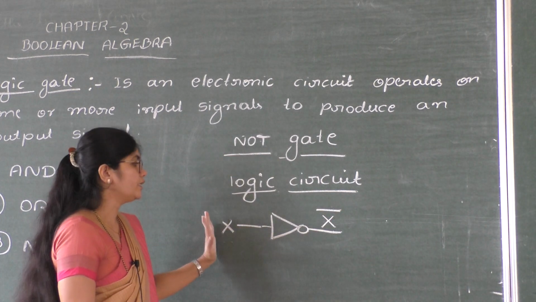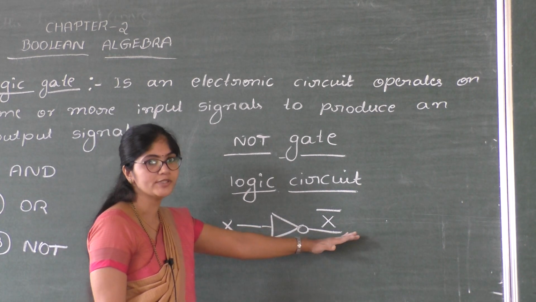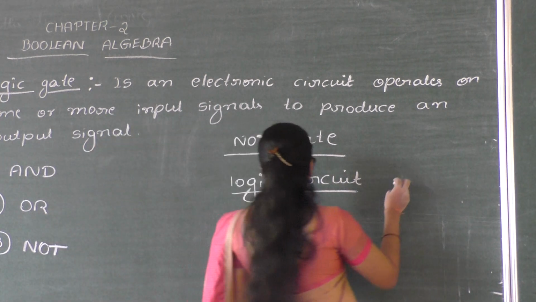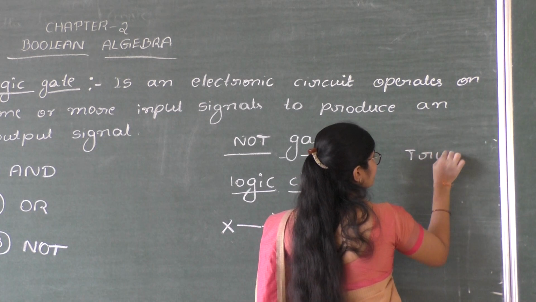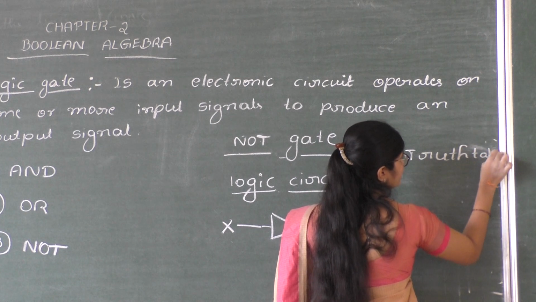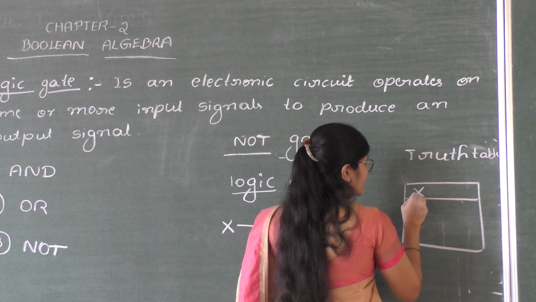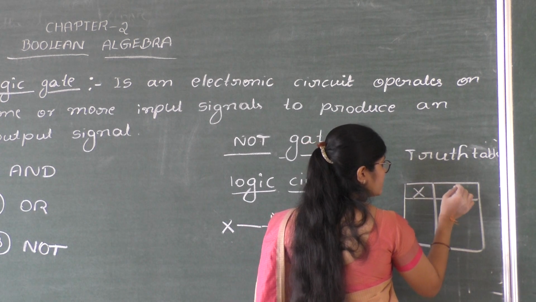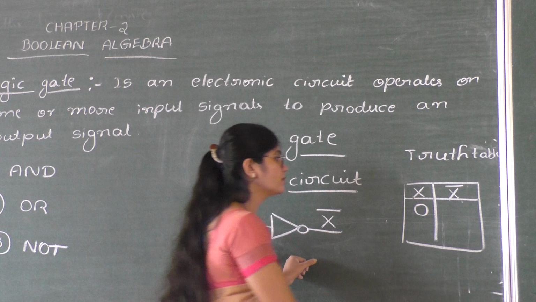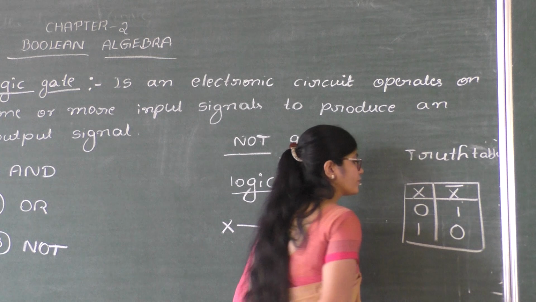It operates on one input signal. It accepts one input signal and produces one output signal. The input signal is X, the output signal is X bar. The truth table of the NOT gate is: X is the input variable, X bar is the output. If the value of X is 0, what is X bar? It is 1. If the value of X is 1, X bar is 0.